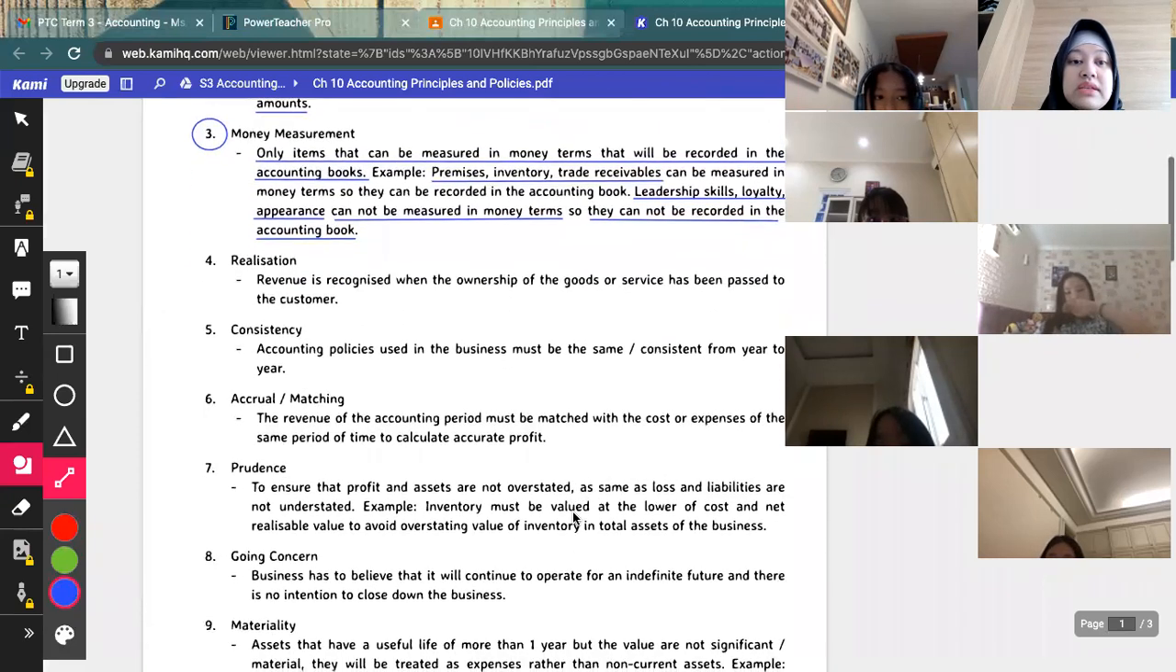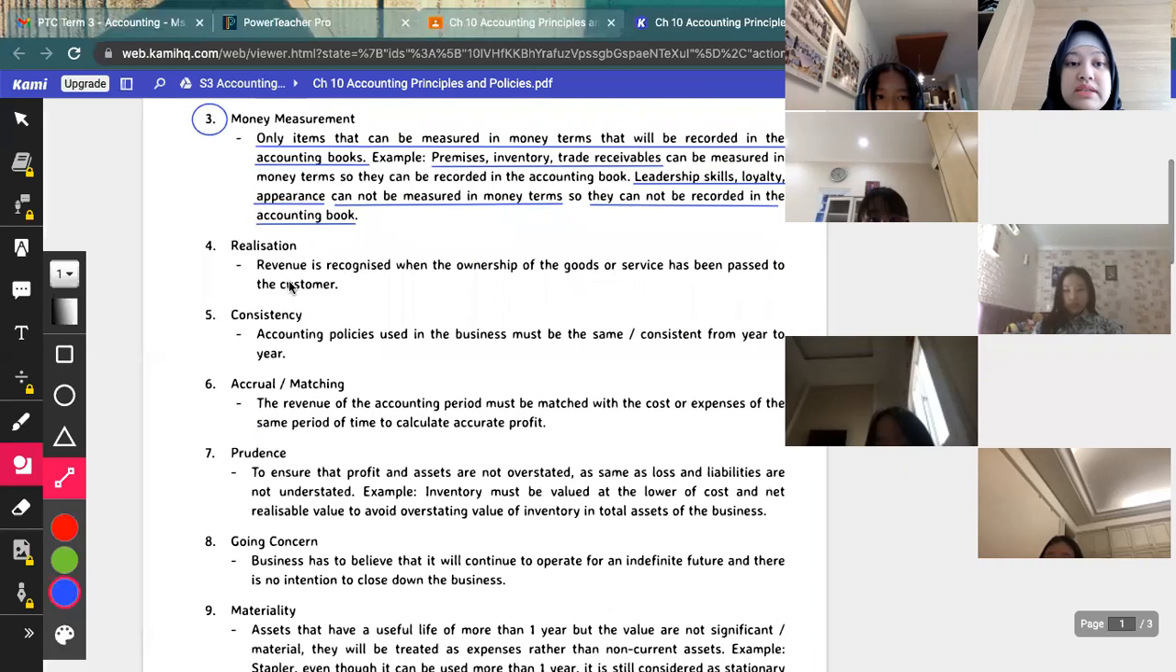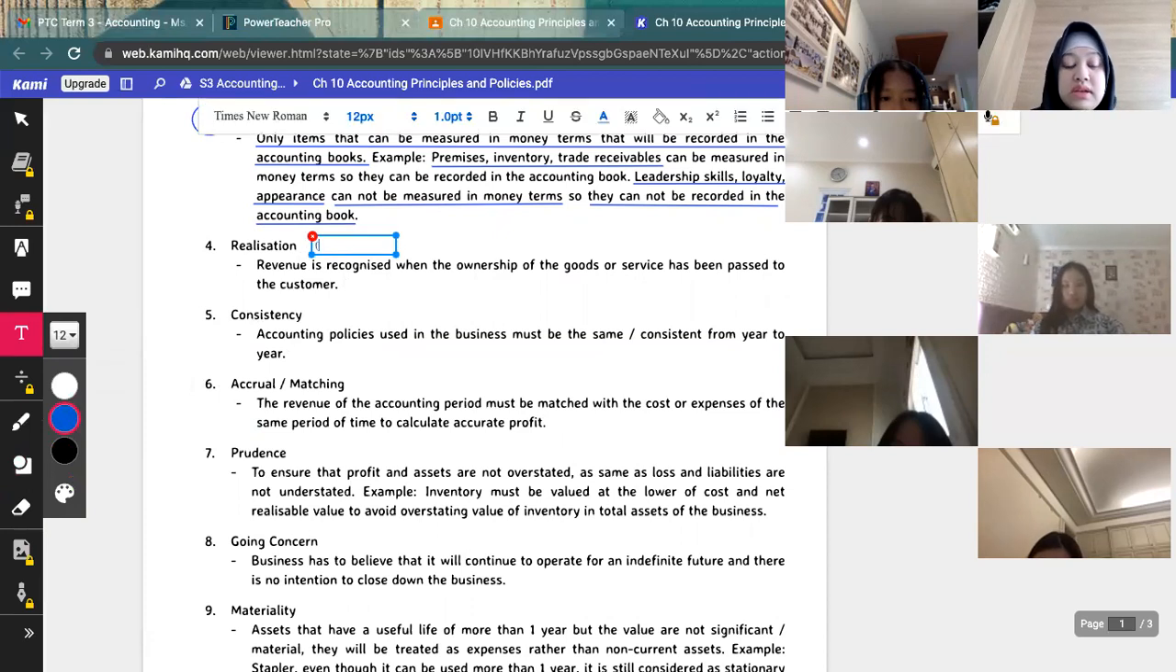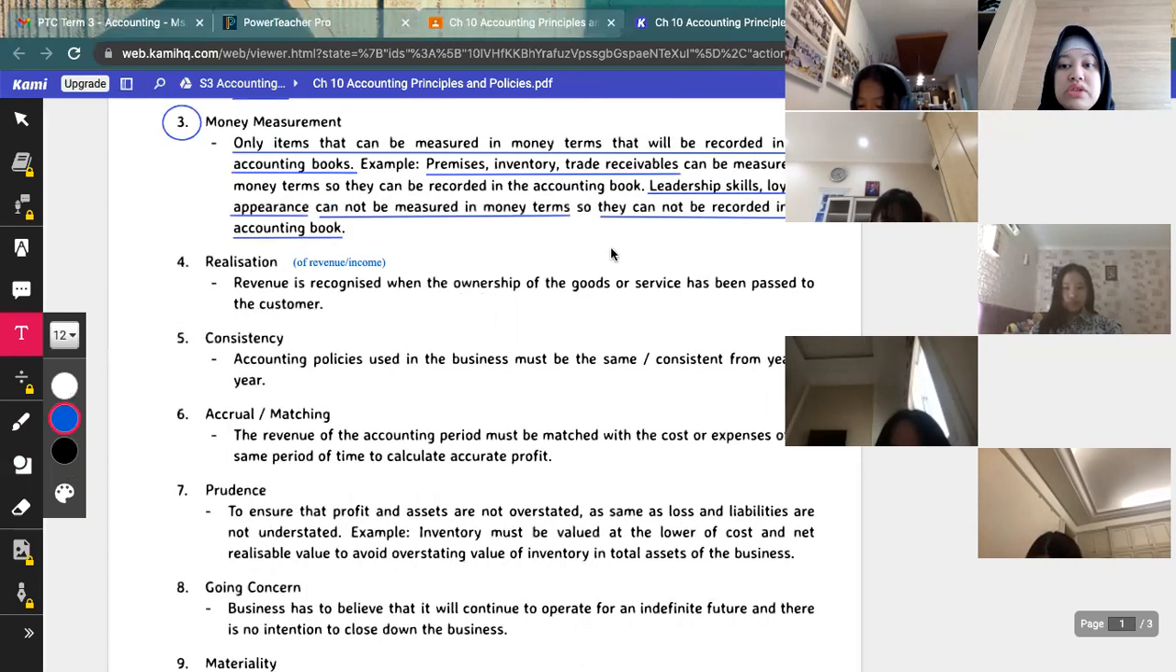Thank you. Next is realization. Realization is revenue recognized when the ownership of the goods or service has been passed to the customer. Once again, this is realization of revenue. Realization is about revenue or income. What does this mean? Revenue is recognized, we recognize our income, whenever the ownership of the goods or service has been passed to the customer.